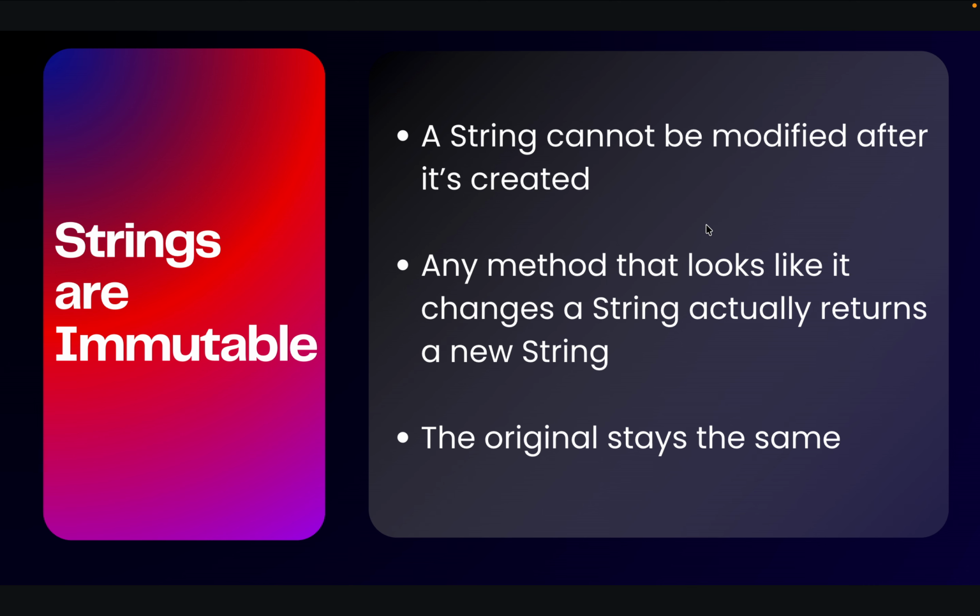So before we continue, there's one important thing to note, and that is that strings are immutable. This means once a string is created, it cannot be changed or modified. So any method that looks like it changes a string actually is just creating a new string. So that is something to note as we move forward. The original string will always stay the same, but the method will just change the way that original string appears. But again, it's returning to you a totally different string.